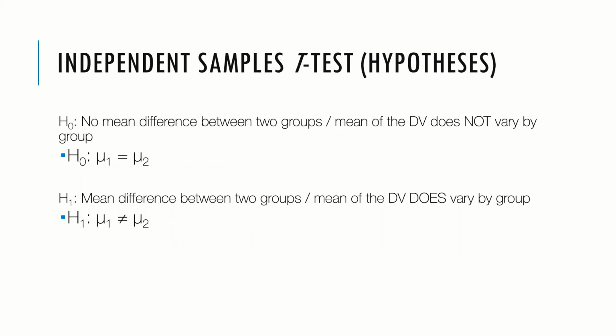For the independent samples t-test, the null hypothesis is that there's no mean difference, right? Just like the z-test we've been doing, no mean difference between these 2 groups, or the mean of the dependent variable does not vary by group, right? So that means that the mean of group 1 and the mean of group 2 in the population should be expected to be equal. Right? The alternative hypothesis is that the mean difference between these 2 groups does exist, right? They do vary by group. So the mean of group 1 in the population does not equal the mean of group 2 in the population.